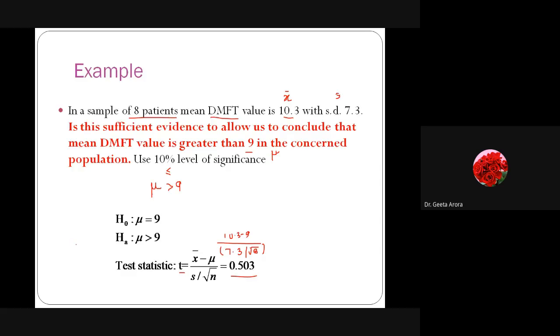So here, at 10% level of significance, one tail, t alpha comma 7. Alpha means 10%, and 7 is the degree of freedom, because we are working with a sample size of 8. So the degree of freedom is 7. Here we have 1.333, and here we are getting 0.503. So what do we have to conclude? Is the null hypothesis accepted or rejected? Anyone?